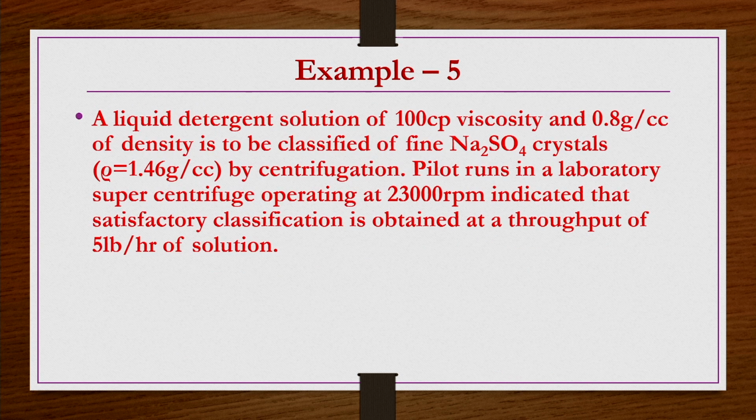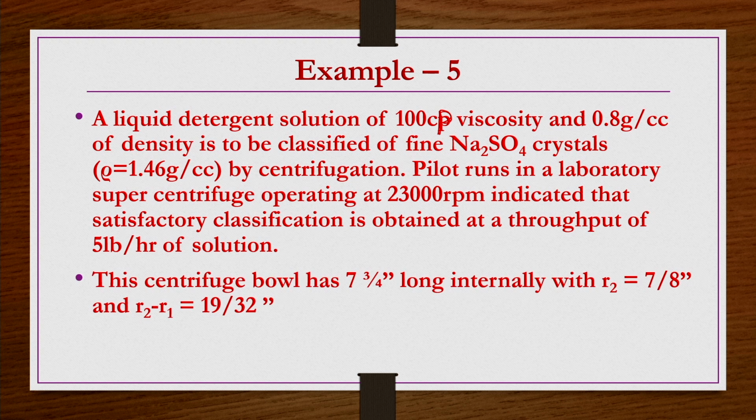Another example problem: a liquid detergent solution of 100 cP viscosity and 0.8 gram per cc density (centipoise, viscosity is given in centipoise) is to be classified of fine Na2SO4 crystals of density 1.46 gram per cc by centrifugation. Pilot runs in a laboratory supercentrifuge operating at 23,000 rpm indicated that satisfactory classification is obtained at a throughput of 5 lb per hour of solution.